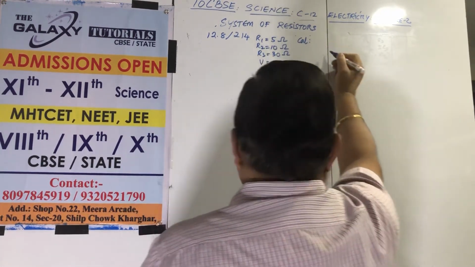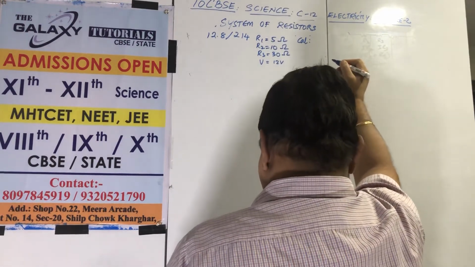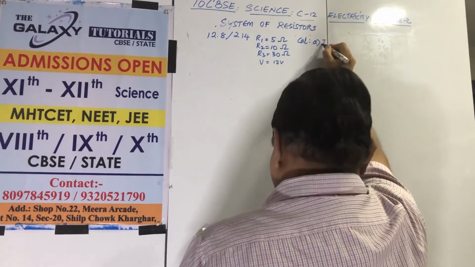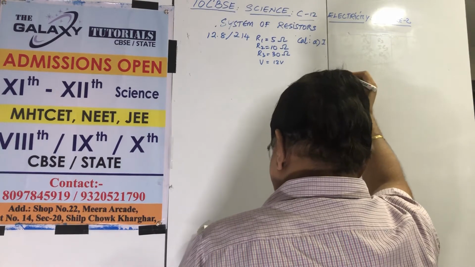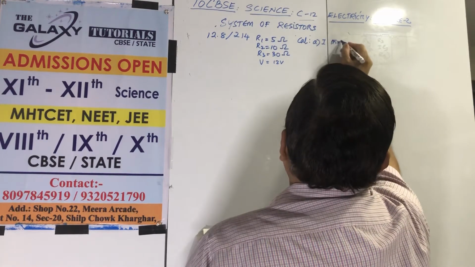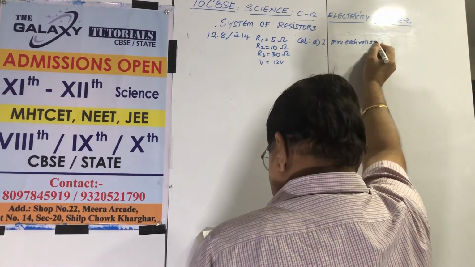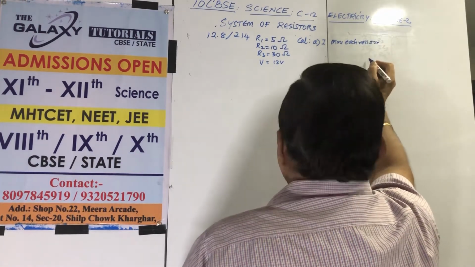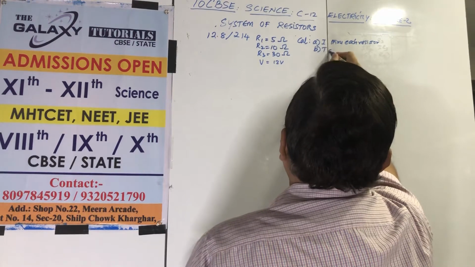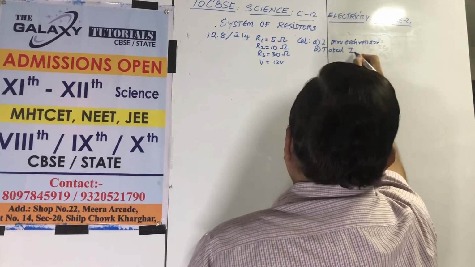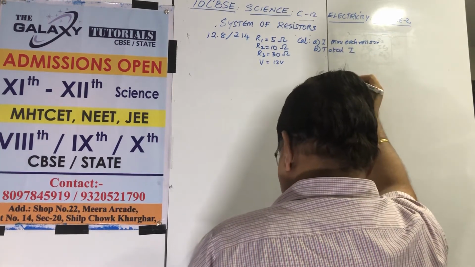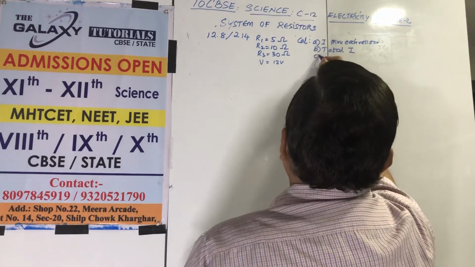Calculate. Find out A, current through each resistor. B, first, total current, and C, total resistance.